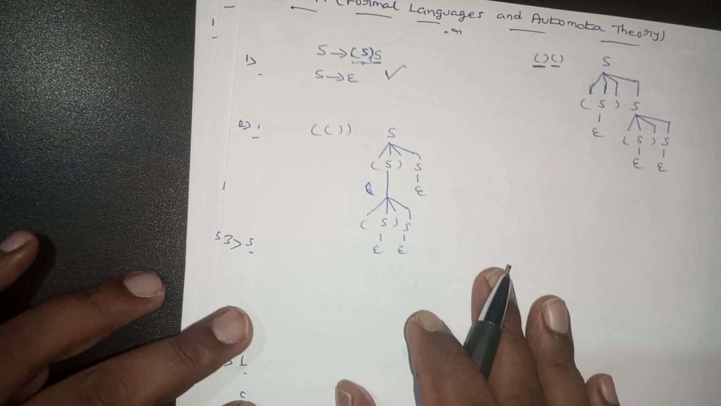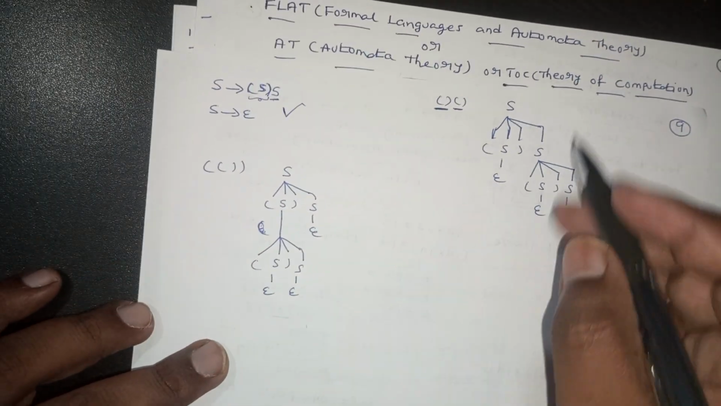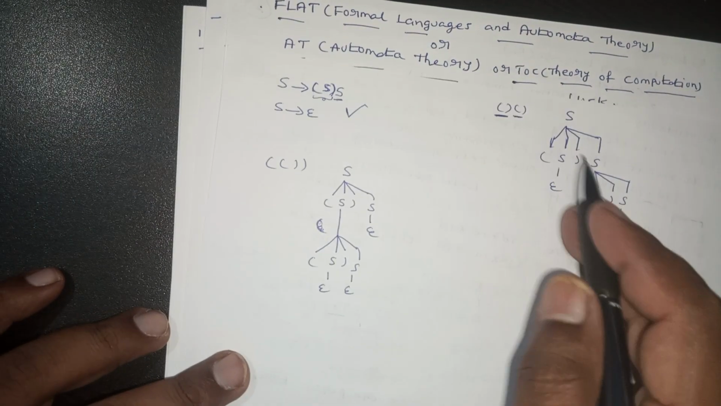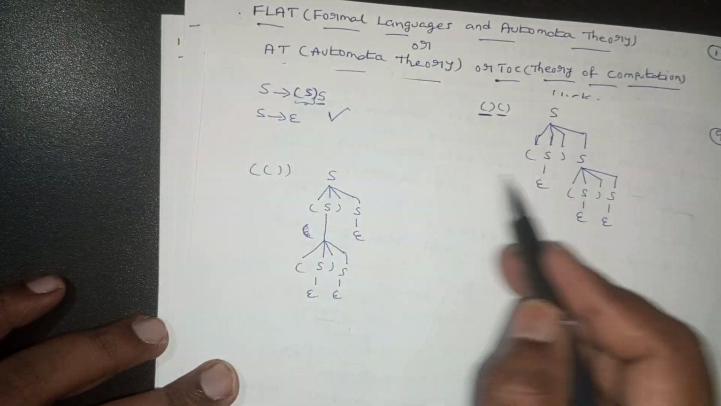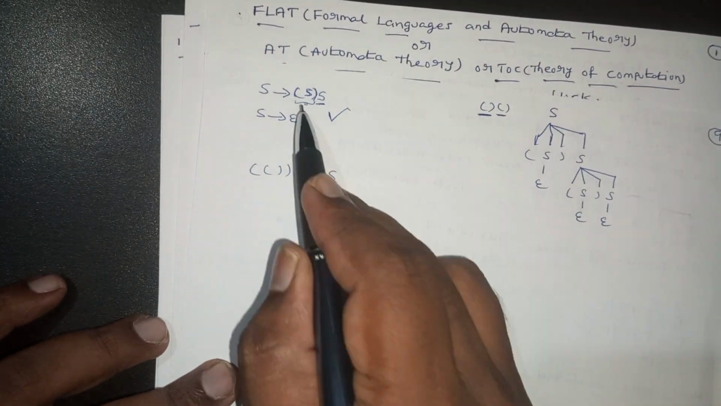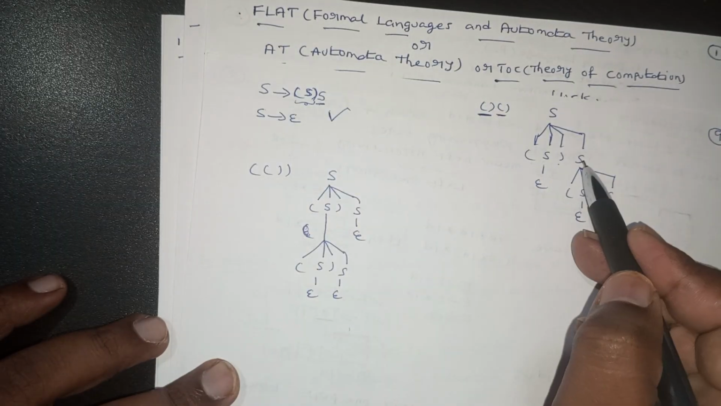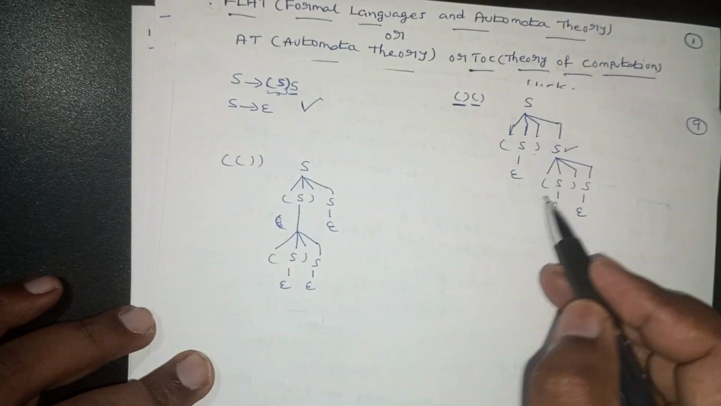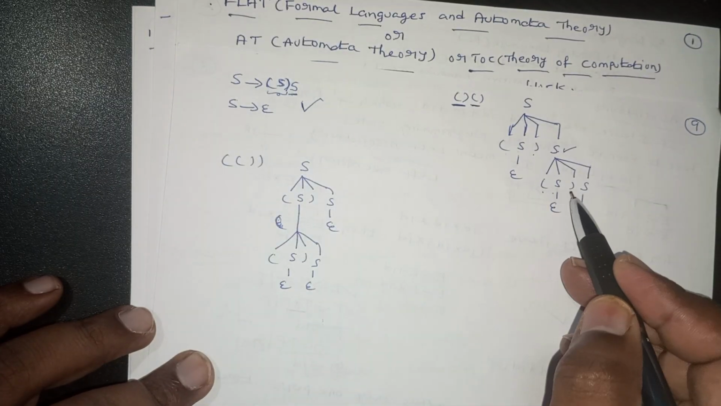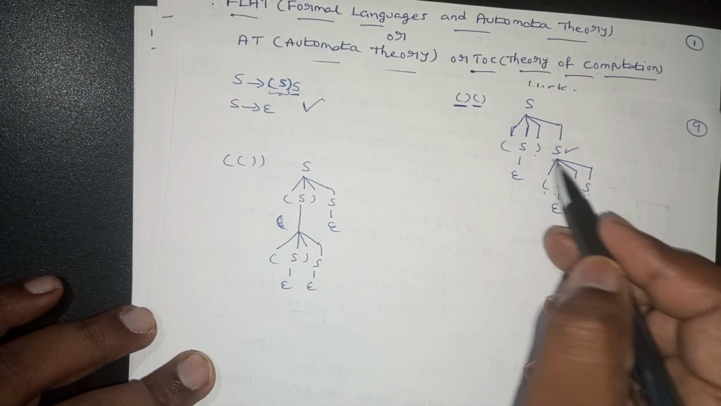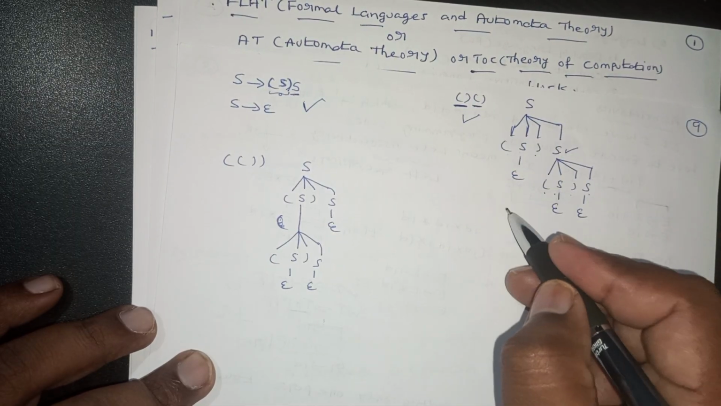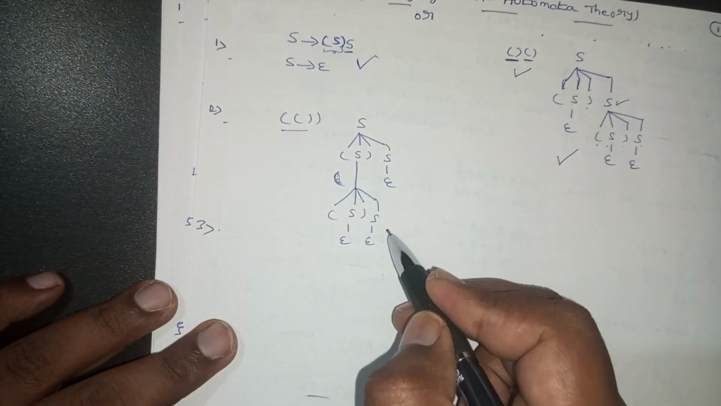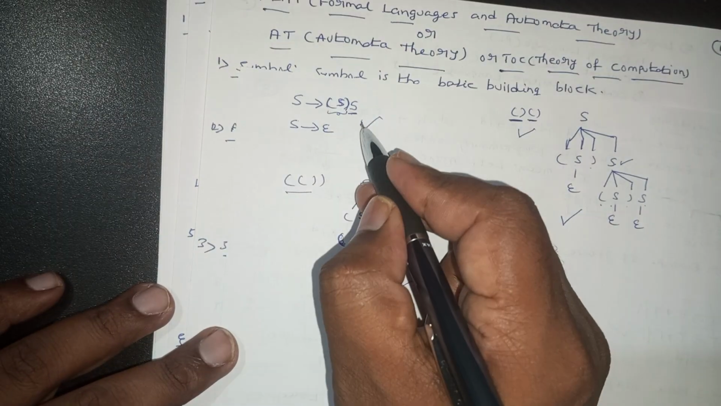Now you try. So S tends to, in the place of S you take this one. So left parenthesis S, right parenthesis, and then S. Now again in the place of S you take the same. So this one, left parenthesis S, right parenthesis S. So when you trace this one, I am getting this as the output. See, I am getting only one parse tree. Same for the string also, I am getting only one parse tree. So this is the unambiguous grammar.